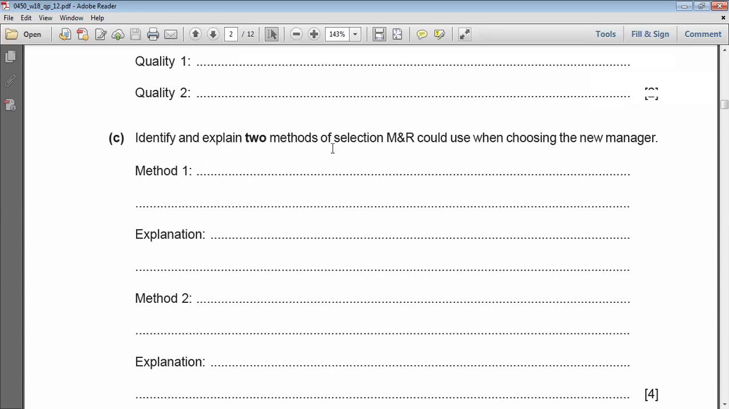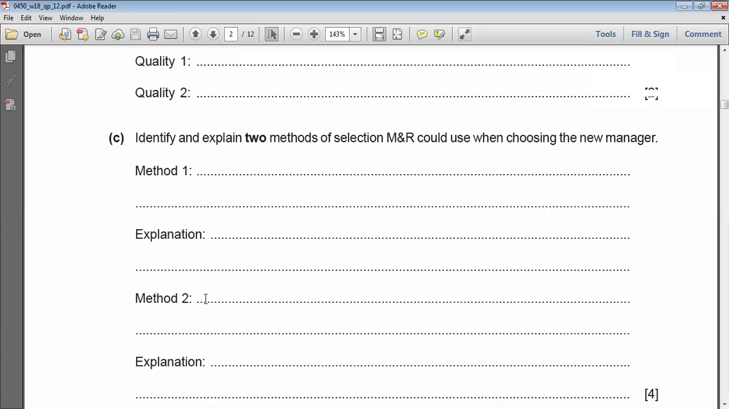You identify the method, what type of selection that they could use. We haven't learned this topic, right? Let me inform you the answer then. Selection. When choosing the manager, they can use what method? They can use online recruitment, let's say. I will just tell you the answer.